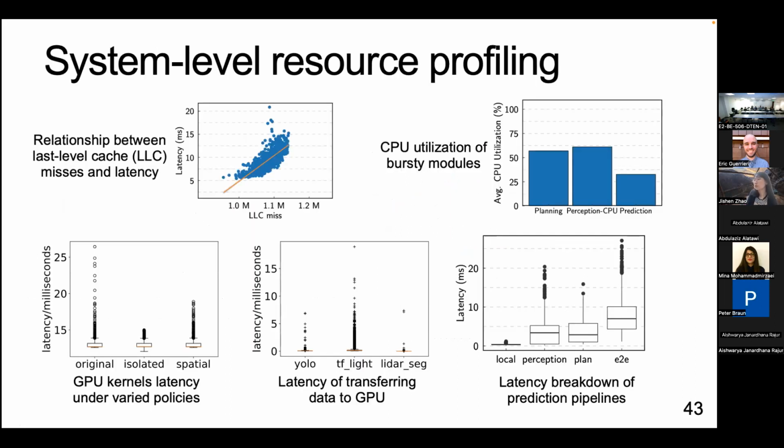Last, we also profiled the system level resource utilization, like memory utilization. As you can see, there's a very close correlation between the last level cache misses inside the CPU, if we run our algorithm on the CPU, and the latency. The CPU utilization pattern is interesting because it's bursty. For different modules, most of the time it's relatively flat in terms of utilization, but it bursts when a safety critical scenario comes up, and so forth. We also have other characterization profiling results, such as tail latency and so on.